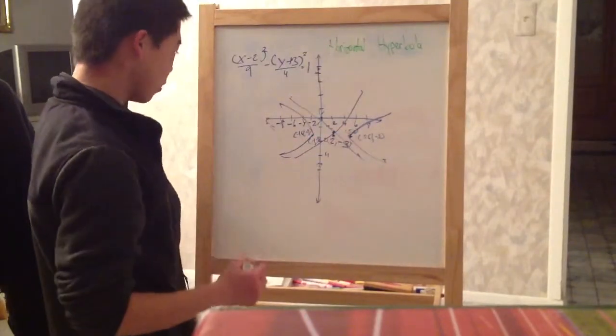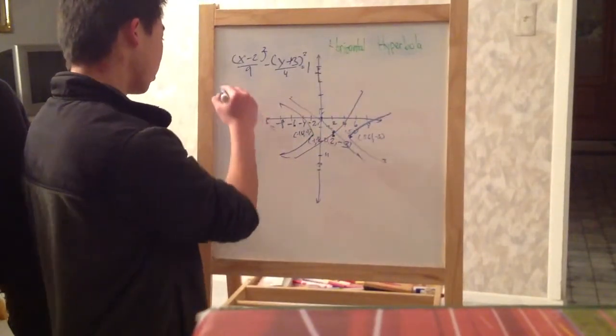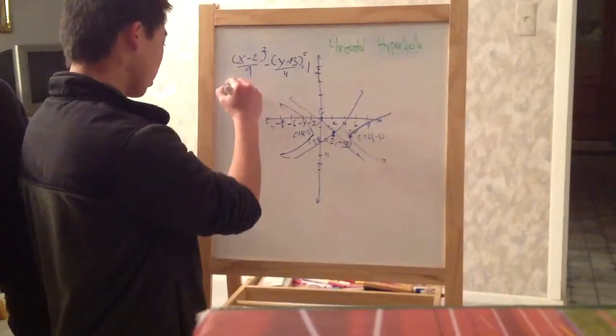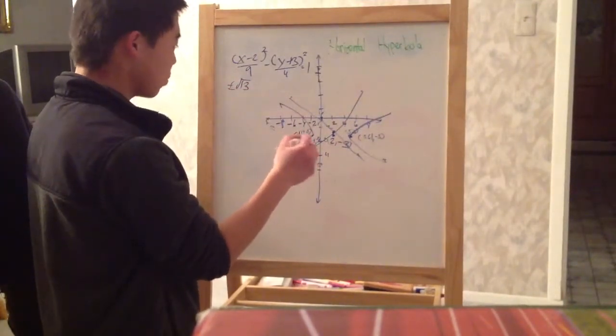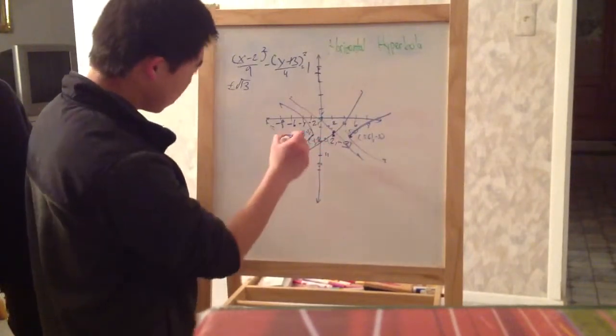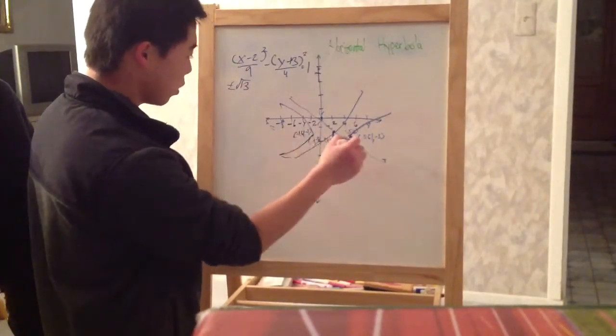Find the foci, you need to add 9 and 4 together, which is 13, square root it, and you get plus or minus square root of 13. Add that to the x part of the center, and your points will be (-1.61, -3) and (5.61, -3).